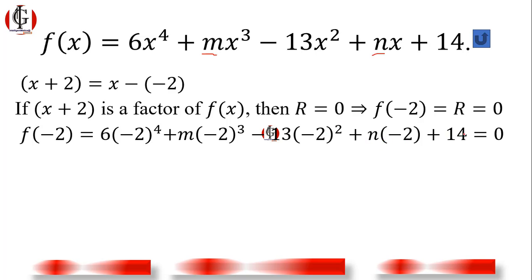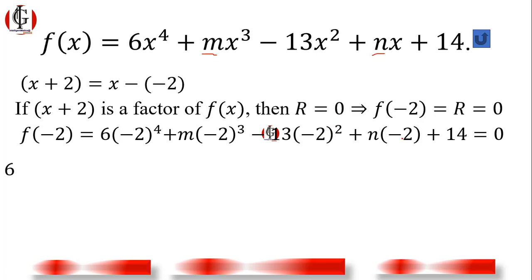And that equals 0, since x plus 2 is a factor of the polynomial. So let's simplify further. Minus 2 raised to the power 4 will give me 16. Minus 2 raised to the power 3 will give me minus 8. And minus 2 raised to the power 2 will give me 4. And it will be minus 2.